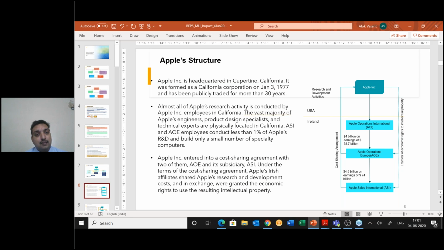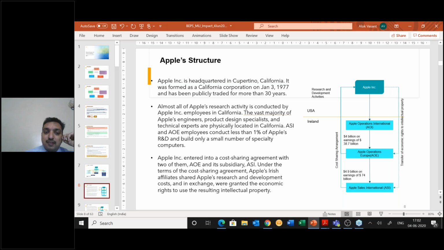So Apple had its headquarters at California. Almost all its employees, all its research activity happened in California. Its engineers, all major R&D activity happened in US. There was only some minimal activity which was conducted in Ireland at the ASI and AUE level, and there was very minimal physical presence in Ireland.